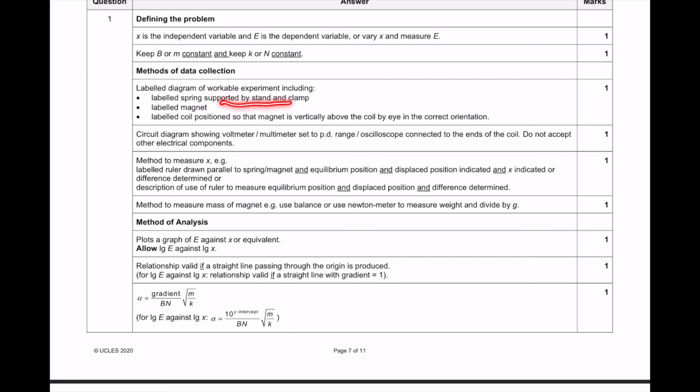Method: label spring supported by stand and clamp, done. These all are points cleared. Label magnet, done. Label coil position, done. Circuit diagram showing voltmeter, done. Methods of measuring X, the label ruler drawn parallel to the equilibrium position, and all is shown to us. Method to measure the mass of the magnet using the balance, that we have done. Method of analysis, we have plotted the graph, we have done this for the value of alpha. So all these points, if you go through the marking scheme provided, we have covered.